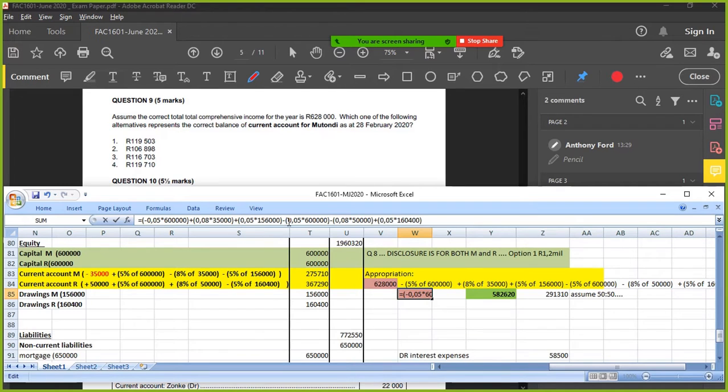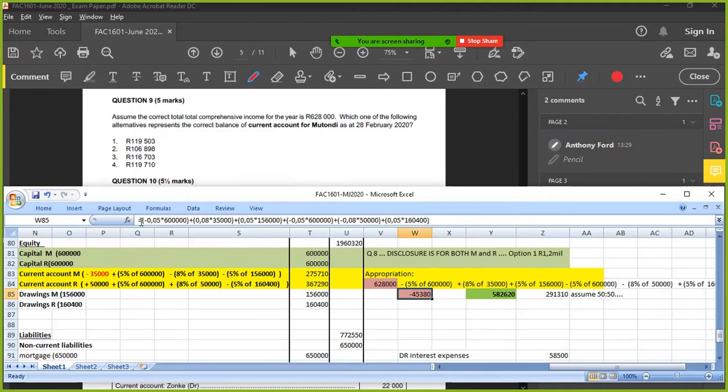minus here. Minus 5% of 600. That's correct. Then I've got minus 8% of 50,000. That's correct. And then I've got plus 5% of that amount. That's correct. Enter. I still get that figure, the exact same figure. So 62,000 minus all of that gives you that figure.